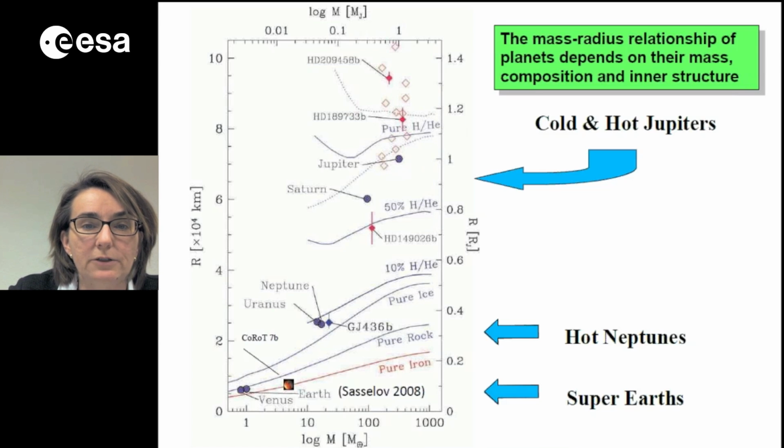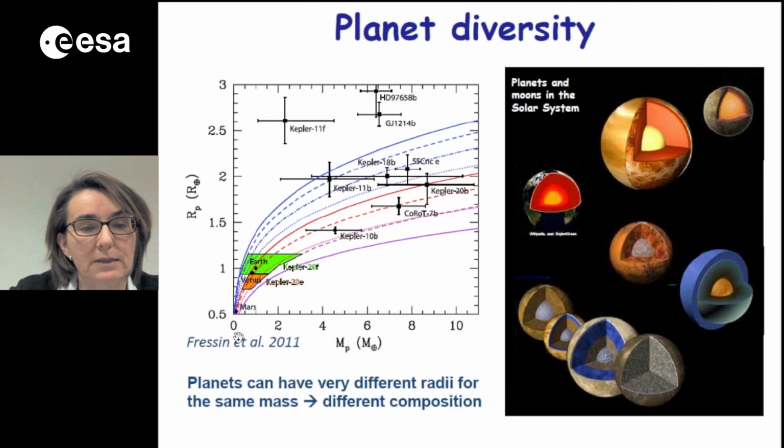Planets made out of hydrogen and helium, so gas giants, are up here. Planets made out of rock and iron are down here, and here's the position of Earth and Venus. And you can put all the known exoplanets in this diagram and see that we have these cold and hot Jupiters, we find Neptune-like planets, and we find super-Earth planets like CoRoT-7b. We zoom in on such a mass and radius diagram as it's shown here, so we only look into the super-Earth mass range up to 10 Earth masses.